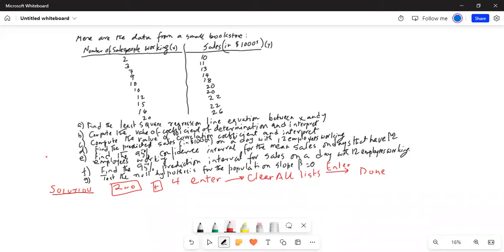So we will press stat. Next step is to press the stat button, then number 1. Stat and number 1. So enter X data in L1 and Y data in L2.